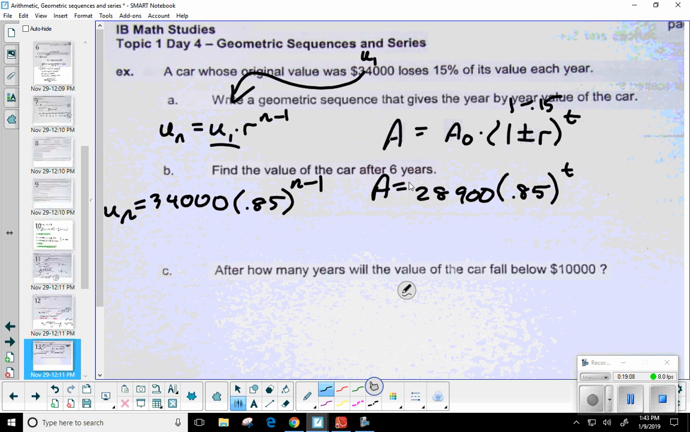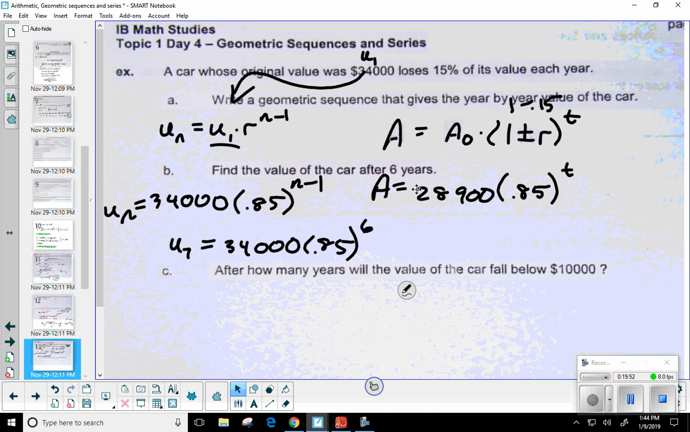Okay. So like we said, if you're going to use the geometric and you're going to say that the original value of the car is your first term, in this case it wants 6 years, so we're trying to find the 7th term. So this is going to be u sub 7 is equal to 34,000 times 0.85 to the 6th. Whereas over here, you've already taken the first year, so you just go ahead and plug in what you need.